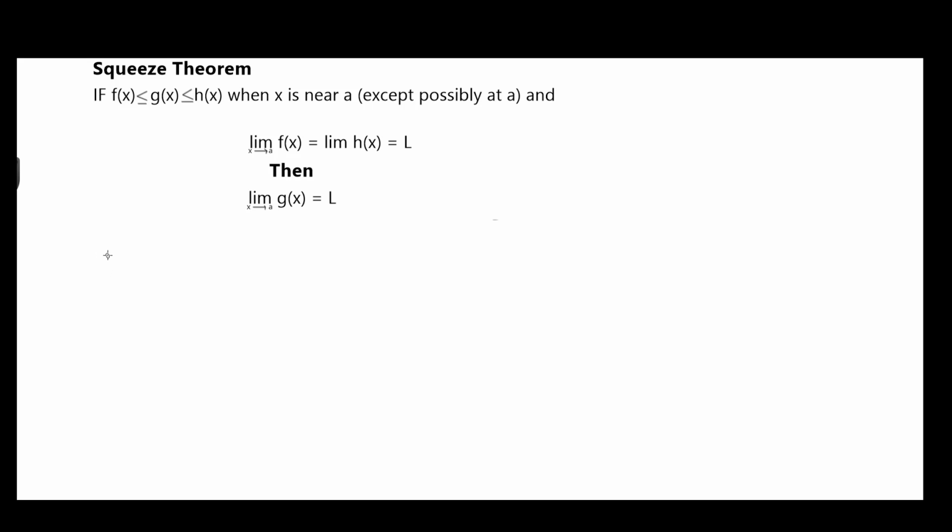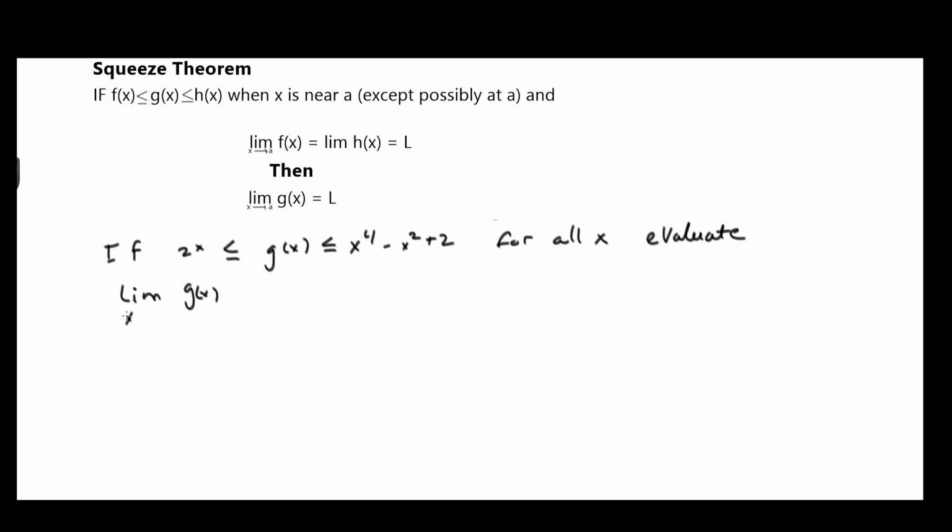So if 2x is less than or equal to g of x for all x, evaluate the limit for g of x, and our a value will be 1.